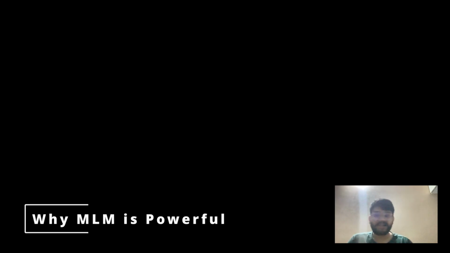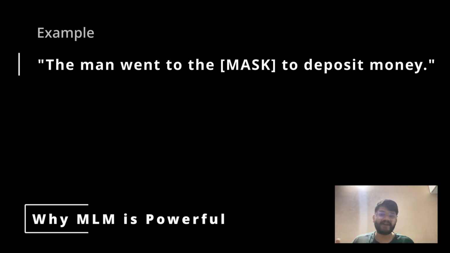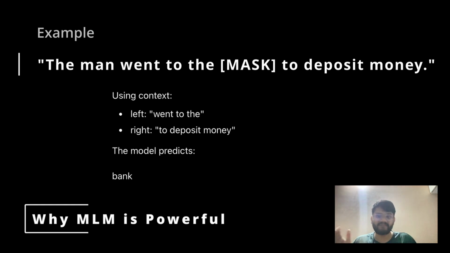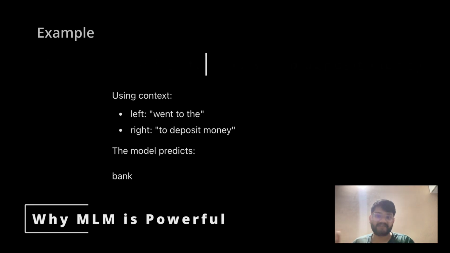So why is MLM powerful? Masked language modeling allows the model to use both left and right context. For example, the man went to the dash to deposit money. Using the left context, went to the, and the right context, to deposit money, the model predicts bank. This makes BERT extremely powerful for language understanding.